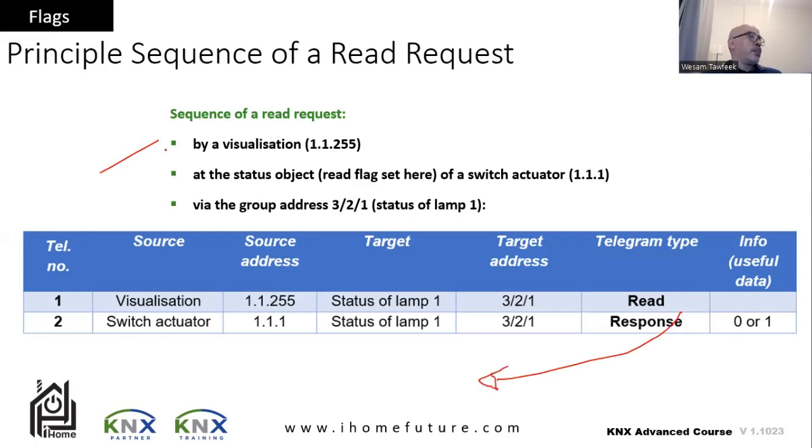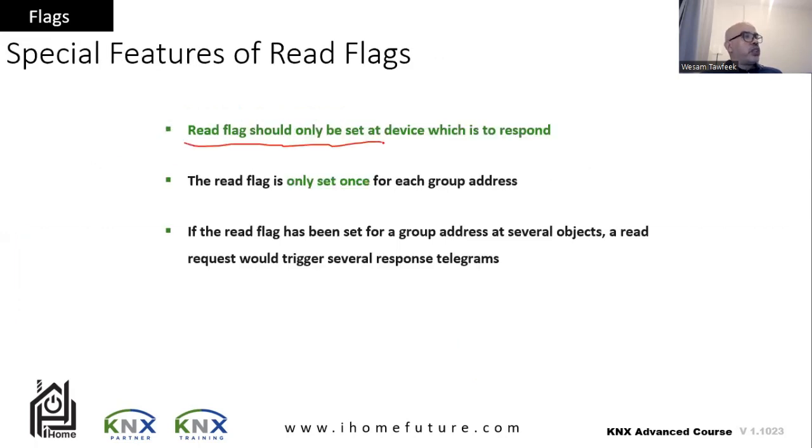Why? Because the read flag should only be set on the device which is to respond. So if I have a device whose group object is not giving me data, then I shouldn't set the read flag on. It only causes troubles on the bus because there is no data to give me. And if I have many devices, many group objects, in the group address, only one should be set with the read flag on. Otherwise, I should make different group addresses.